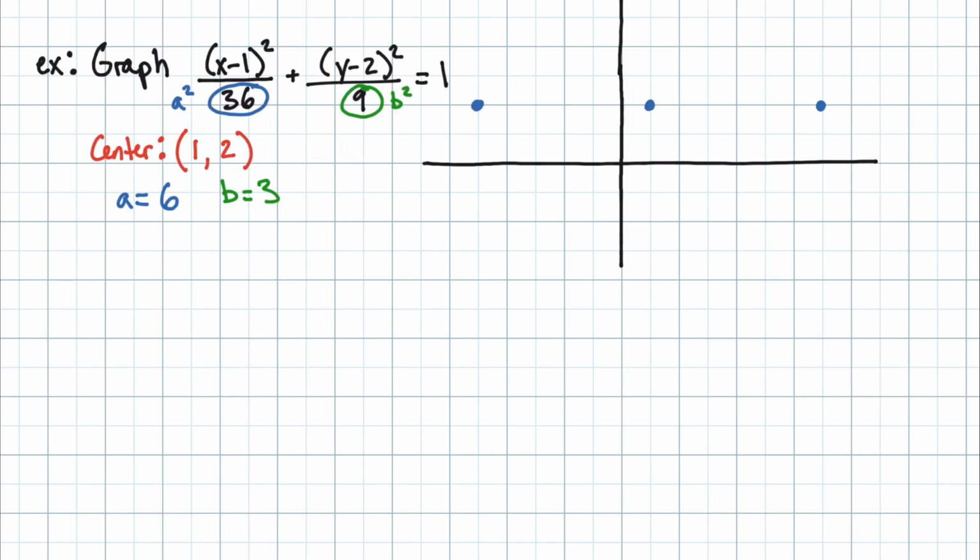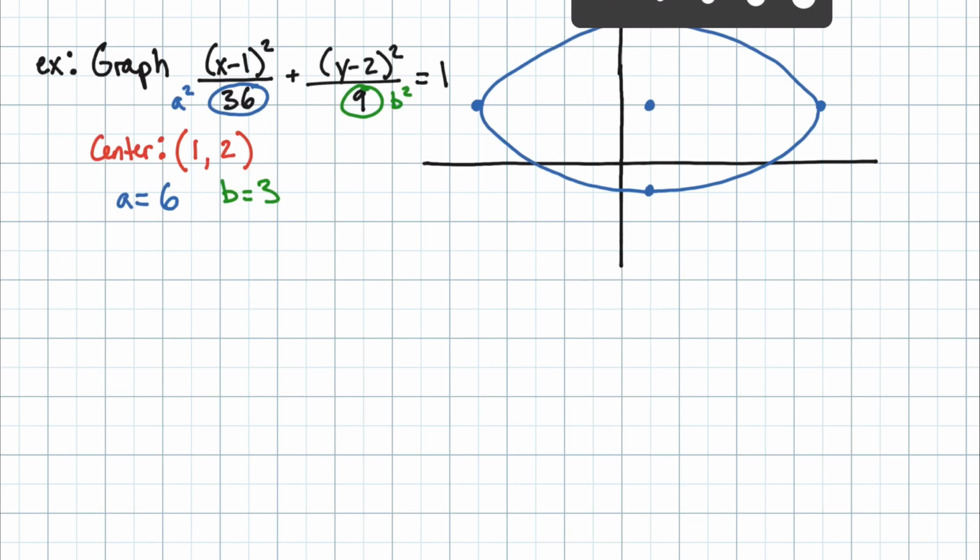And now b, since it's underneath y, that's going up and down. 1, 2, 3. 1, 2, 3. And now we don't judge each other based on how we draw our ellipses, because that would be rude. Gorgeous. Great.